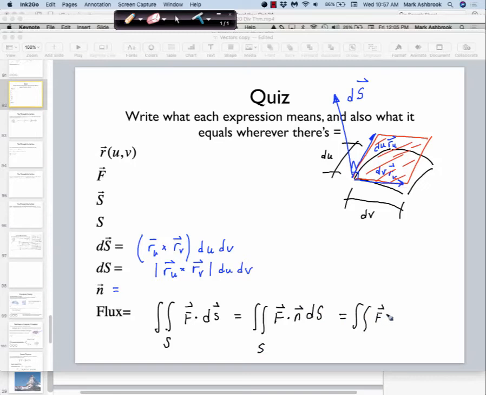F dot Ru cross Rv du dv. And now this thing projected into the plane of u and v we'll call, say, R. So this actually gives us an alternate. So when things are simple, this is a faster way to set up a flux integral rather than having to parameterize and find the cross product. And we'll see, I'll show an example of that.